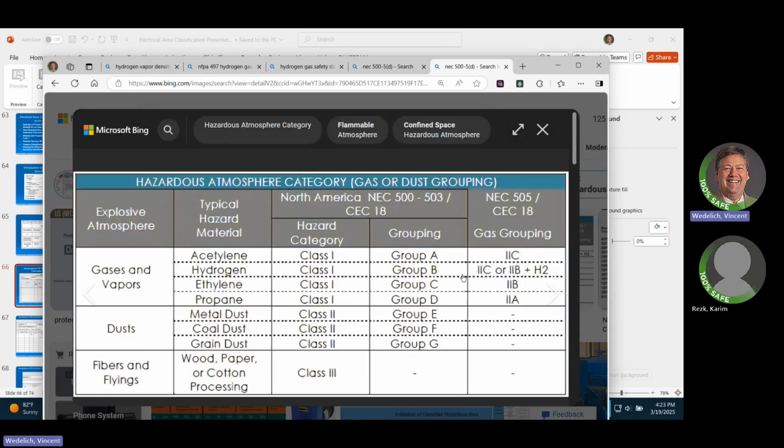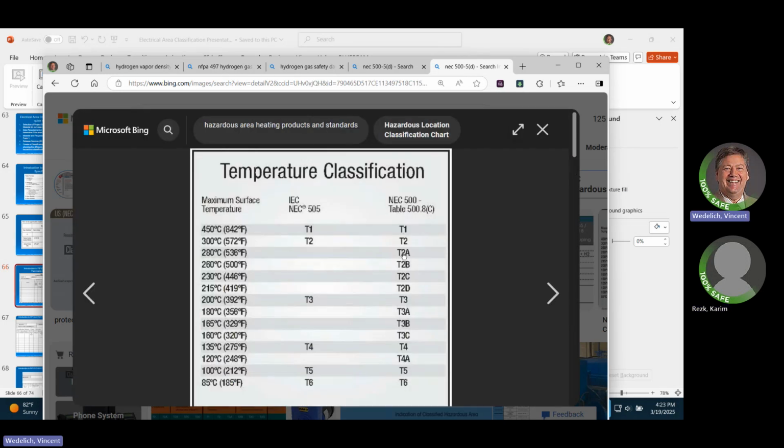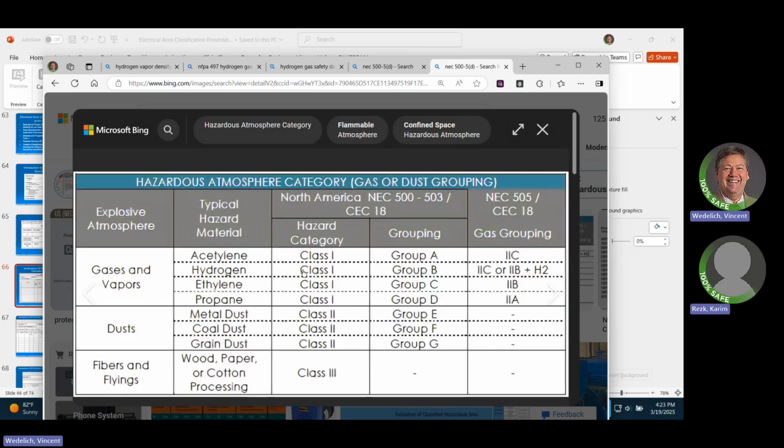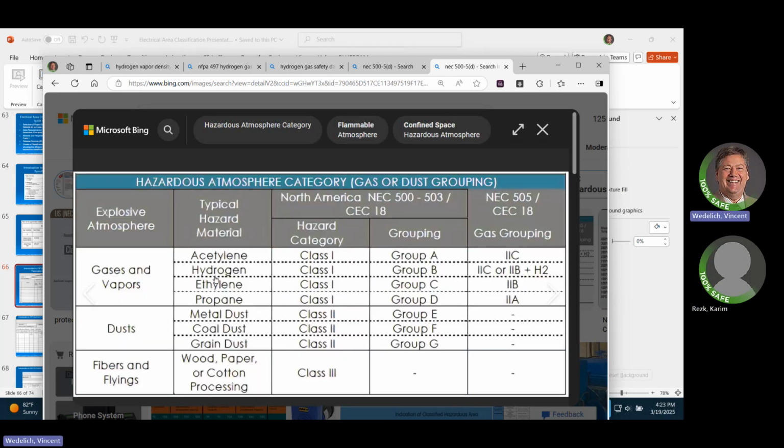Okay. So hydrogen, class 1, group B. ICRI plus H. And there's your T. T2 or T1, which one was it? Maybe T2, I don't know. Wait, let's see. Hydrogen, class 1, group B.